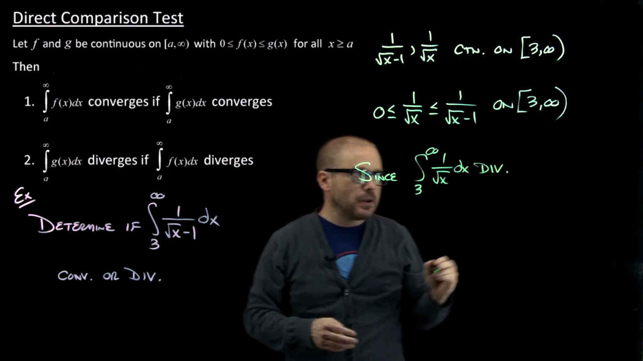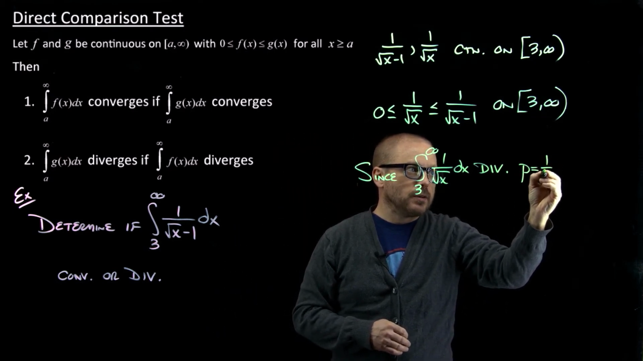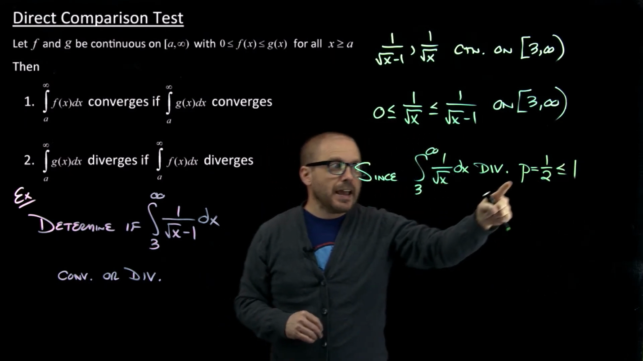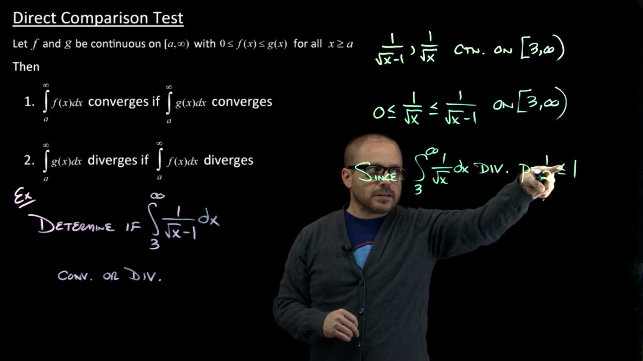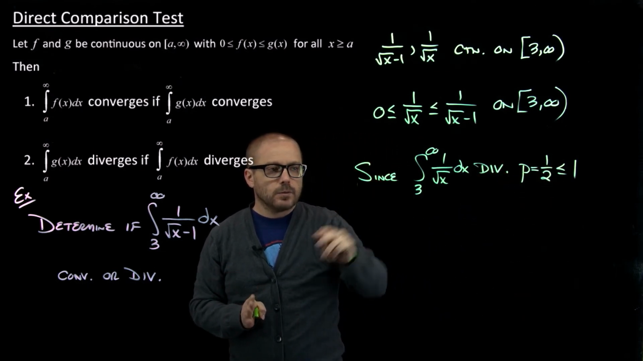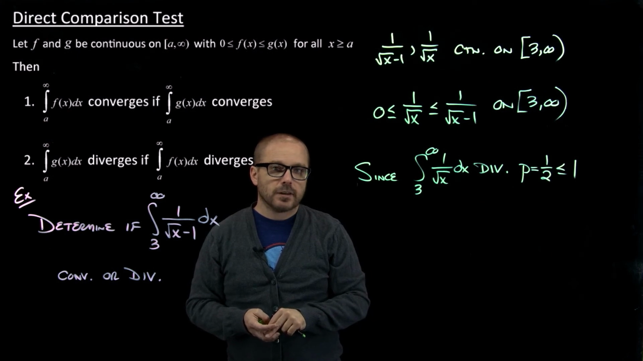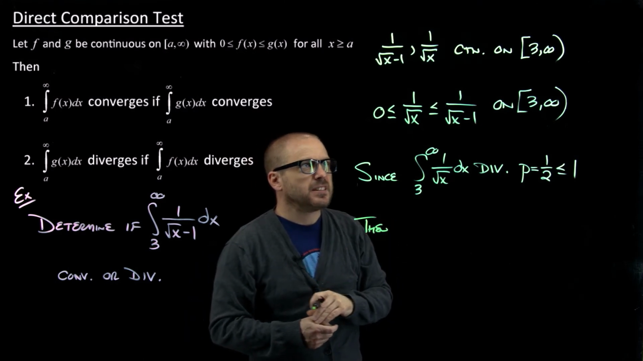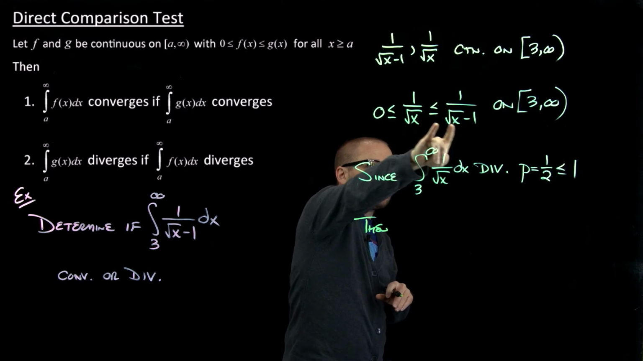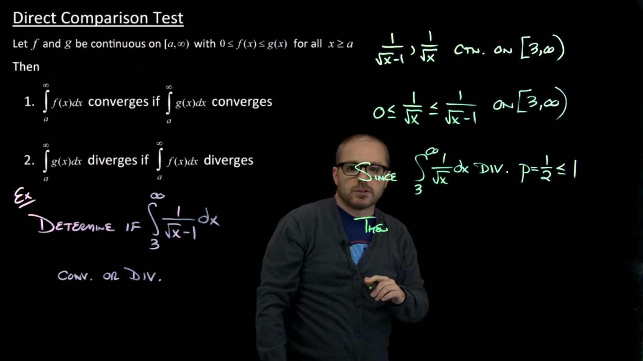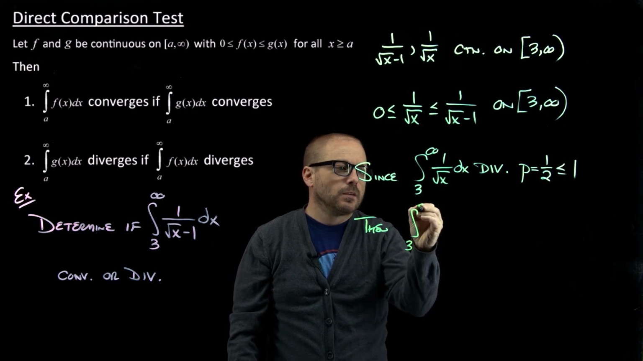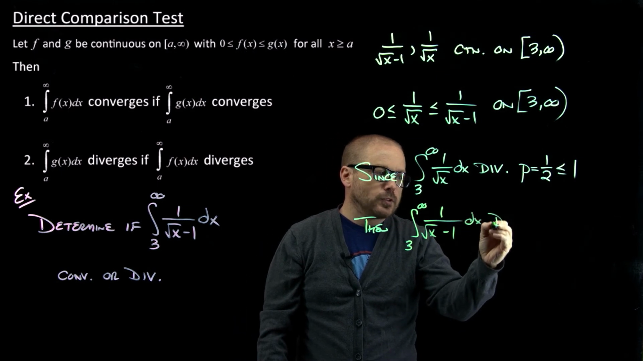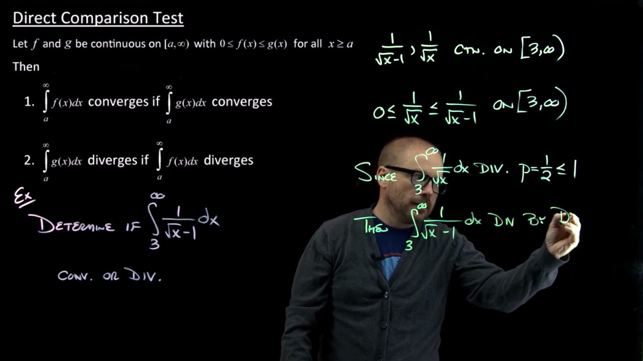diverges, and again, I want you to say why we know that, and all you have to do to show me you understand is to say, well, I know it's based on that exponent, which is a half. And the decision is that if that comes out to be less than or equal to 1, we know that that reciprocal power function, that integral there, is divergent. Then we have everything we need by DCT. They're both continuous. This unknown one is larger than this one that we know, which is divergent. So then that means that the integral from 3 to infinity of 1 over root x minus 1 dx diverges by DCT.